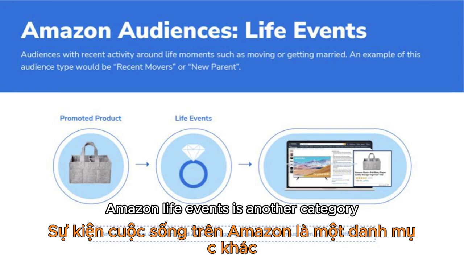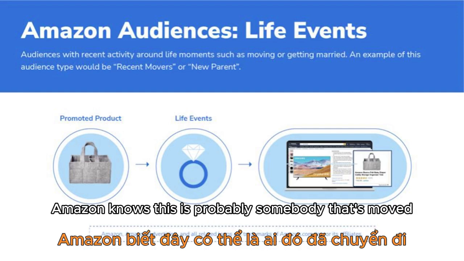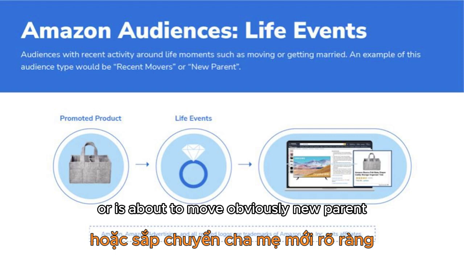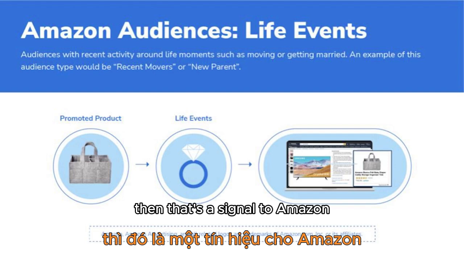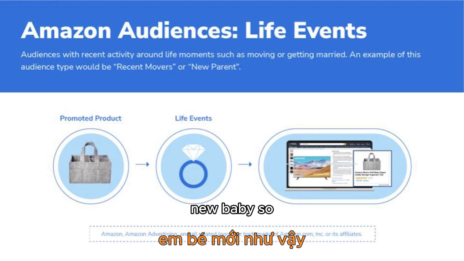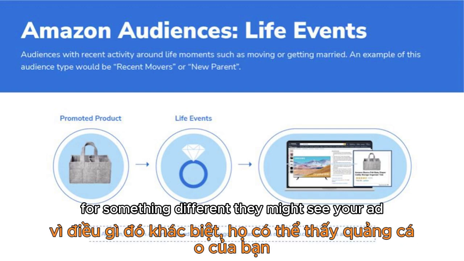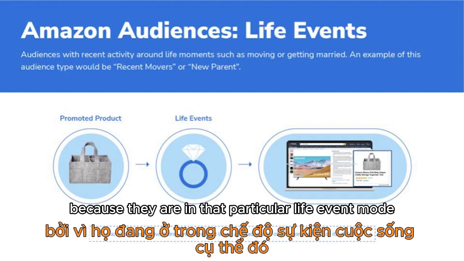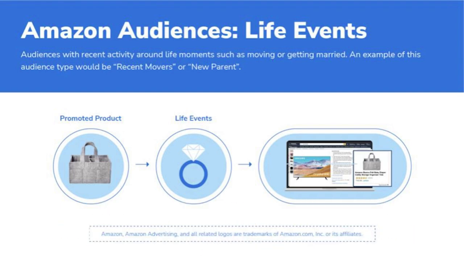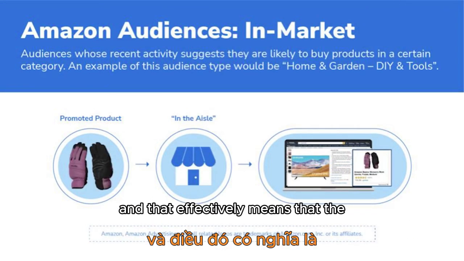Life events is another category, and this is things like moving. If you're buying moving boxes or shipping boxes or tape, Amazon knows this is probably somebody that's moved or is about to move. Obviously, new parent. If there are a lot of baby products being purchased that have never been purchased before, then that's a signal to Amazon that this might be someone who just had a new baby. So if you have a product in that category, and this shopper is looking for something different, they might see your ad and they might purchase it based on need because they are in that particular life event mode.